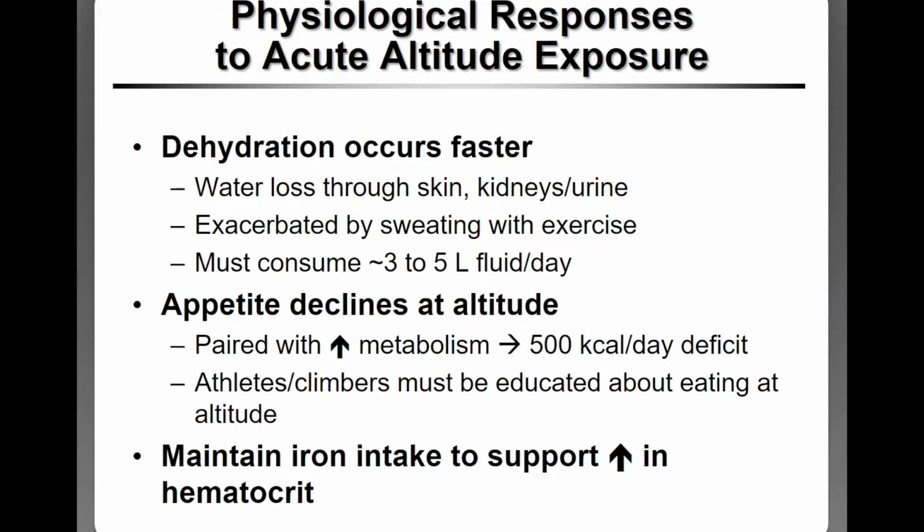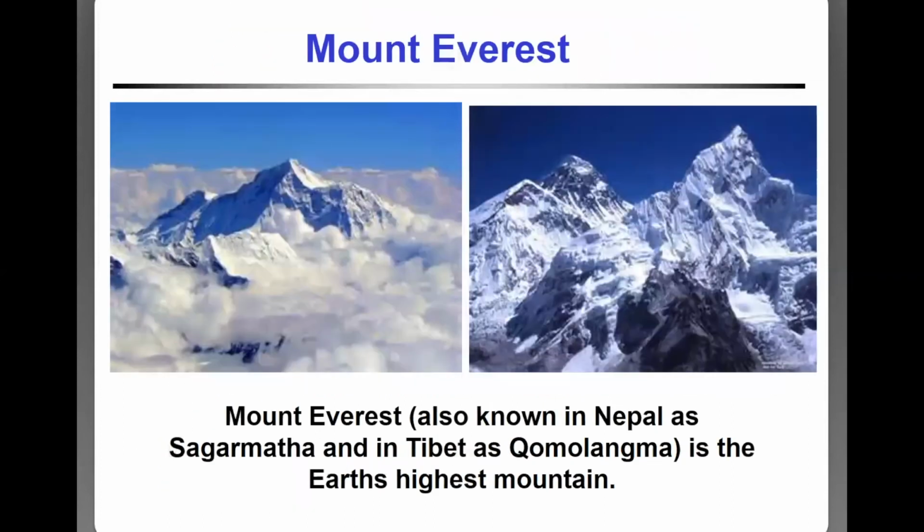Our appetite also declines at altitude, so paired with an increase in metabolism, this could result in a caloric deficit each day. So climbers and mountaineers need to be educated about eating and hydrating at altitude. And then maintenance of iron intake would also be important to support the increase in hematocrit.